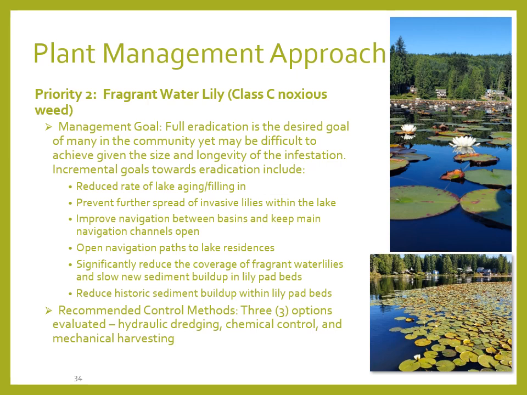To evaluate these different approaches, three different control methods were recommended and further evaluated, and those included hydraulic dredging, chemical control, and mechanical harvesting. Those will be further presented when we discuss the scenarios. It should be noted that if left unaddressed, the rate of lake aging due to the dense growth of fragrant water lily will continue.